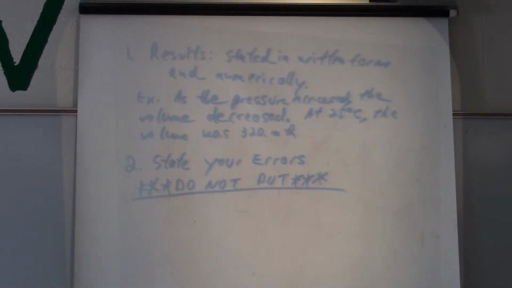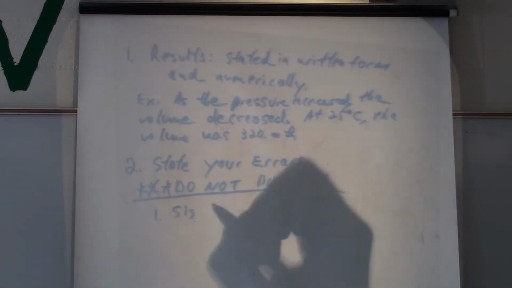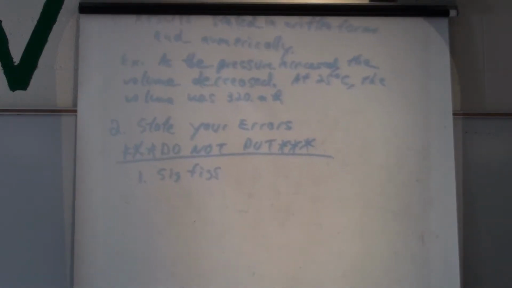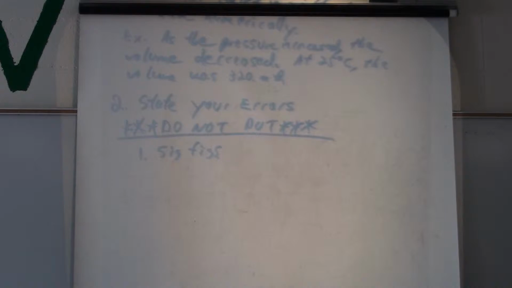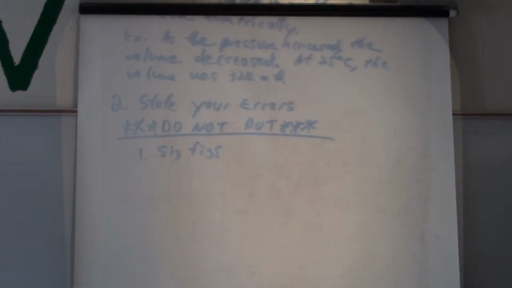So the first thing you should never put down is sig figs. Okay, sig figs do not make your measurements less accurate. They make your measurements more accurate. So you should never put down, well, some error in my lab were sig figs. No, sig figs are not an error.